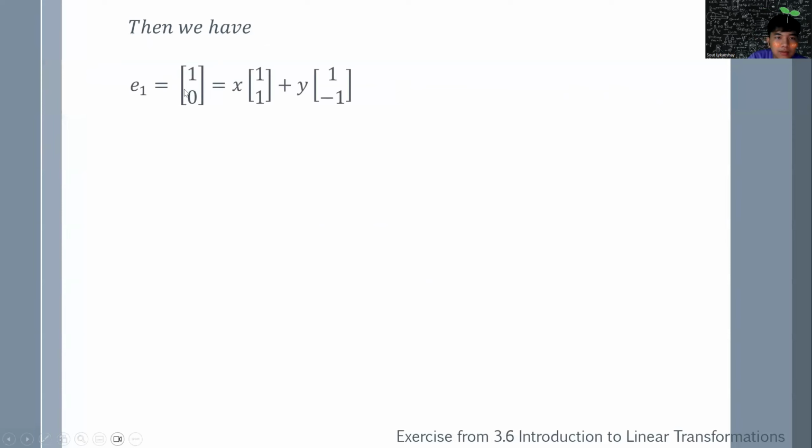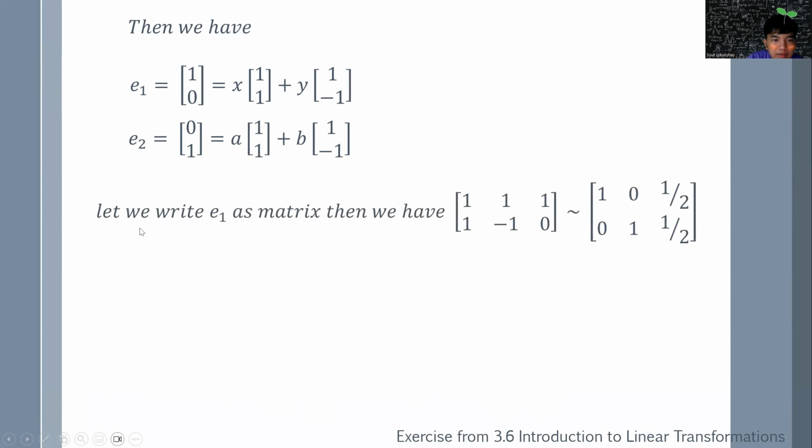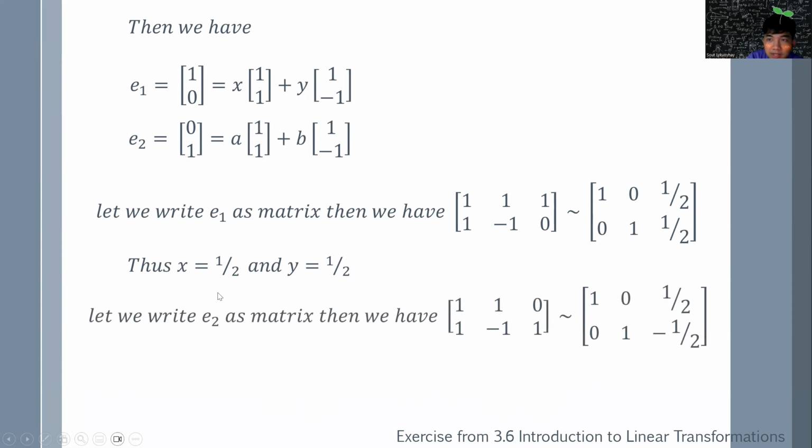Then we have e1 equal to (1, 0), and let my coefficients be x and y, and for e2 the coefficients are a and b. Then we write e1 as a matrix, and we have 1 plus 1 is equal to 1 here, 1 minus 1 equal to 0 here, and then we get x equal to 1/2 and y equal to 1/2. When we do the same with e2, we get a equal to 1/2 and b equal to -1/2.